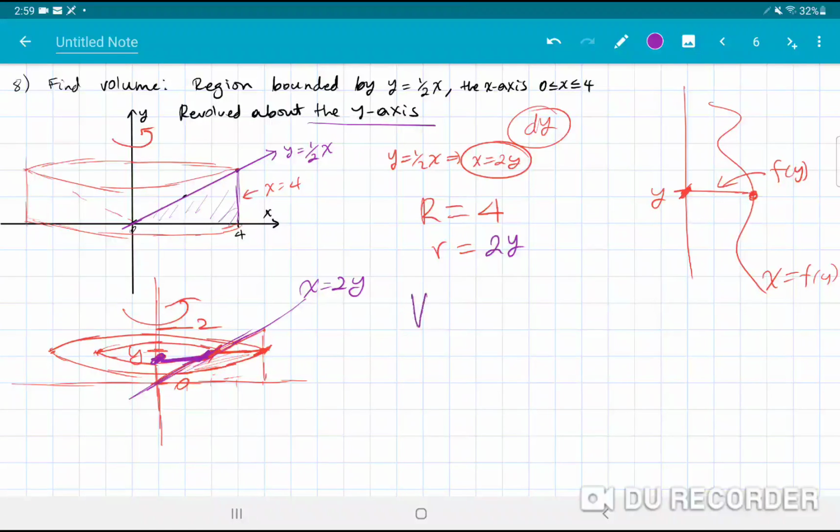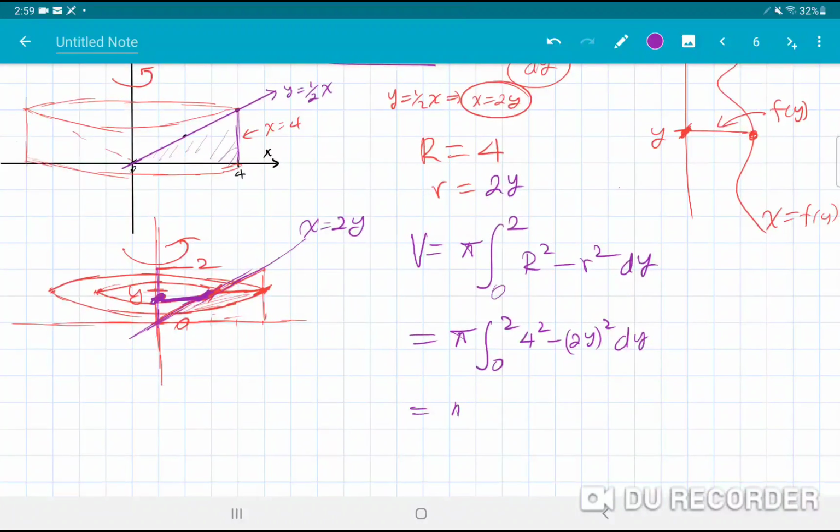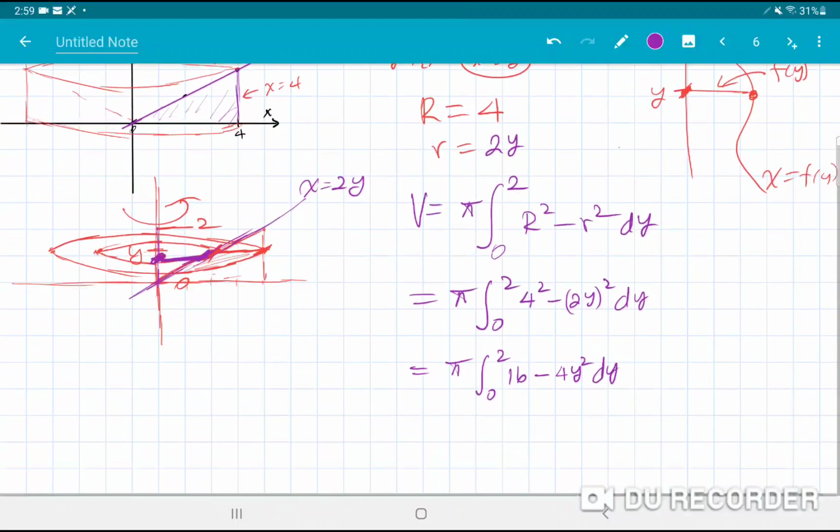So now the volume is pi integral from 0 to 2 with respect to y of big R squared minus little r squared dy. So that is pi integral from 0 to 2 of 4 squared minus (2y) squared dy. This is pi integral from 0 to 2 of 16 minus 4y squared dy. This one is very easy to integrate.